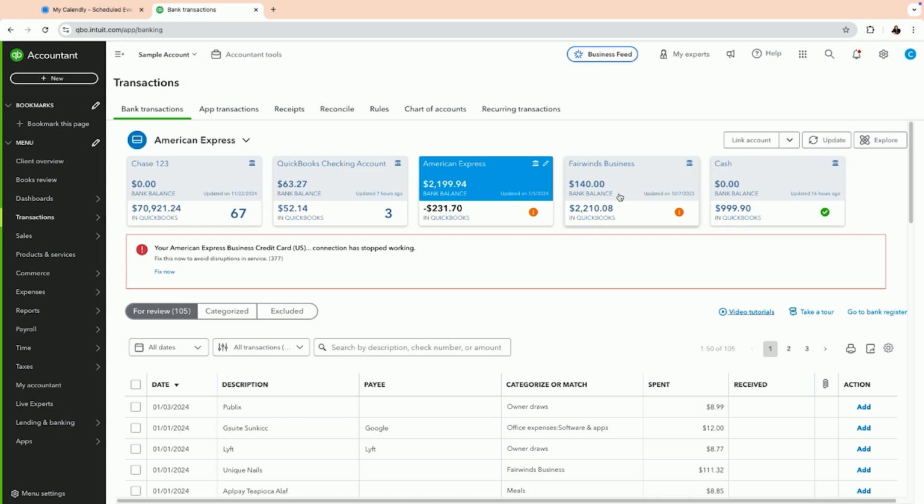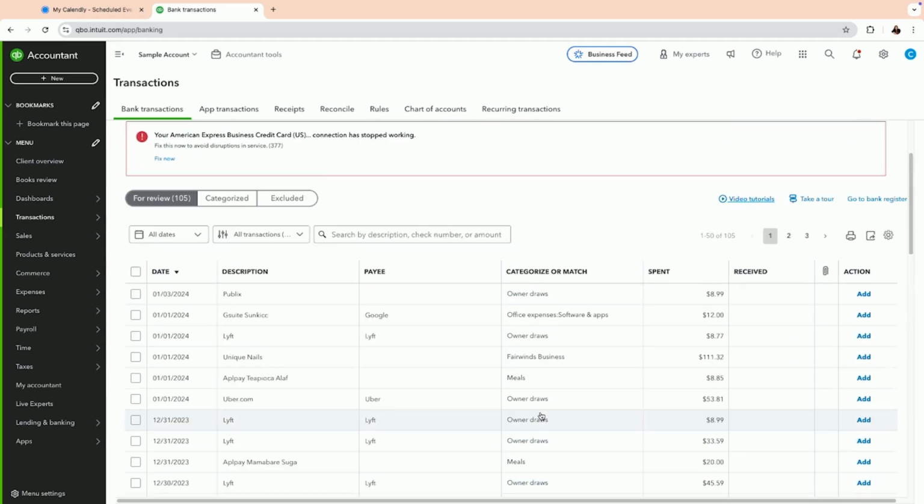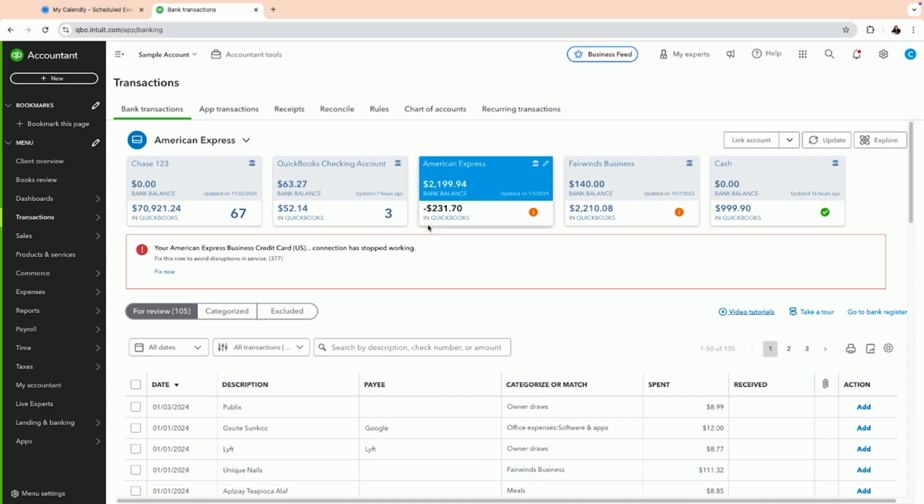But in reality, if this was a proper book, categorized and reconciled, my balance in QuickBooks and my balance with the bank or credit card should be the same if there are no transactions pending to be categorized. If there are transactions still sitting here, yeah, it's going to be off by that amount. But if there are none, then you know that these two numbers should be the same. Okay. All right. So what next?